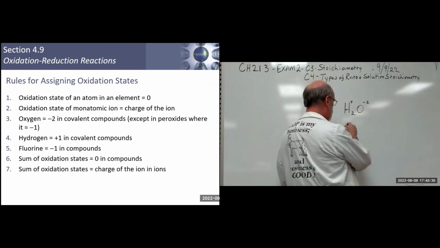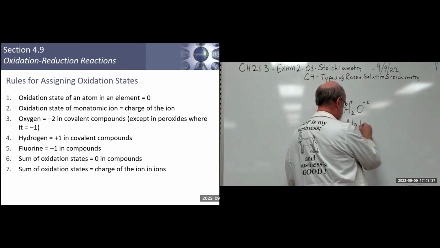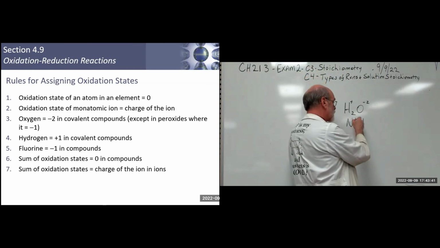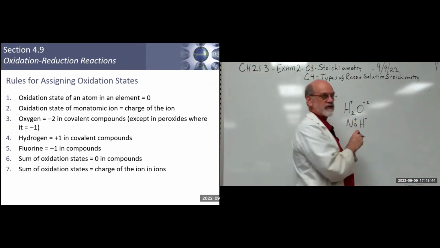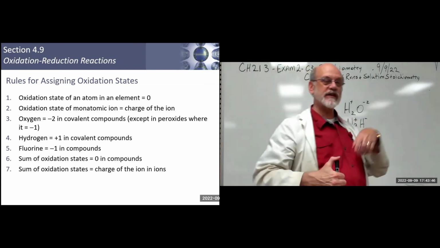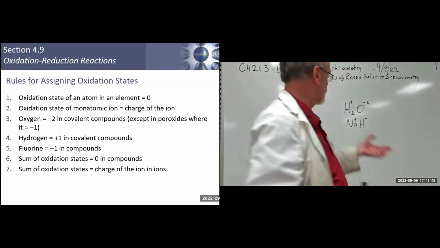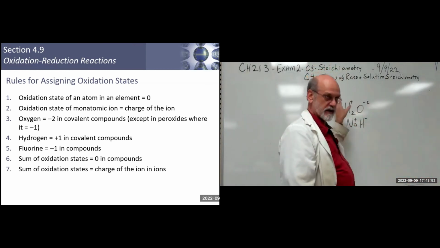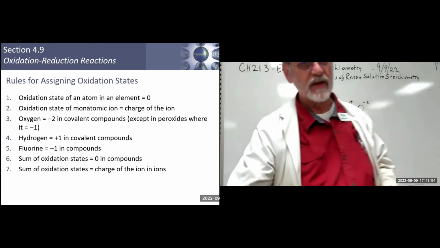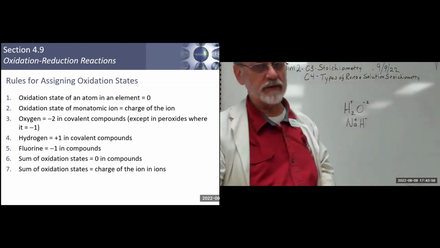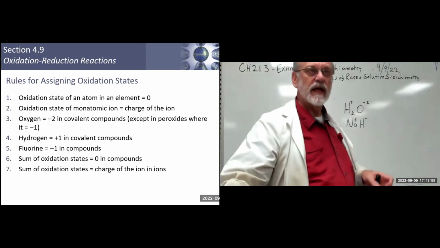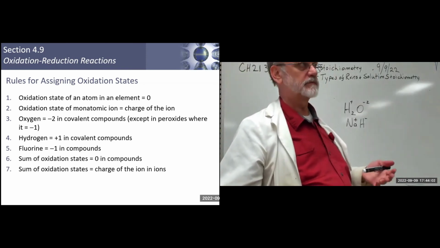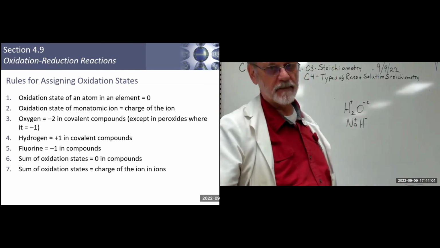Sodium hydride. In this case, sodium is the plus and hydrogen is the minus. In those cases, hydrogen is -1. But in all other cases, and particularly when hydrogen is first in the name, it's +1. Fluorine is always -1. And usually the halogens are -1 also, but not always.